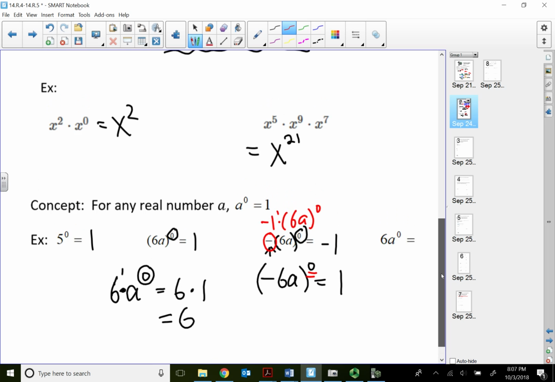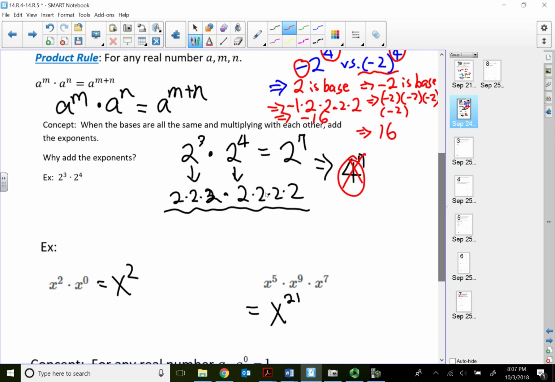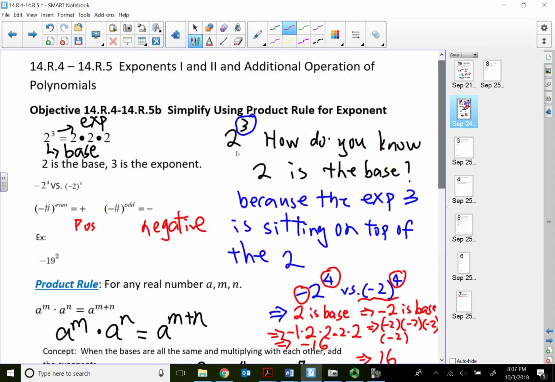All right, so that was just a quick lecture video on the exponent rules and how we're supposed to look at exponents, which is always to find the exponent first in order to determine what the base is.